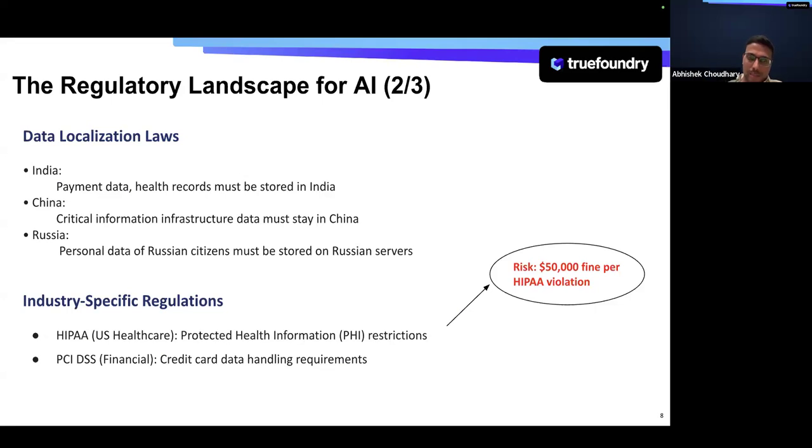Then there are industry-specific regulations like HIPAA and PCI, which again lay out a bunch of rules for storing health-related information, your finance and credit card-related information, all of that.